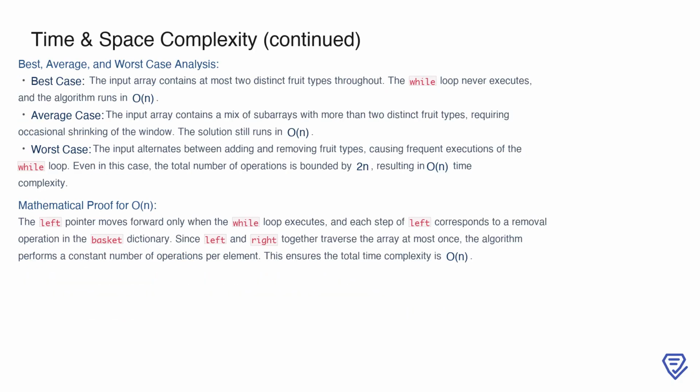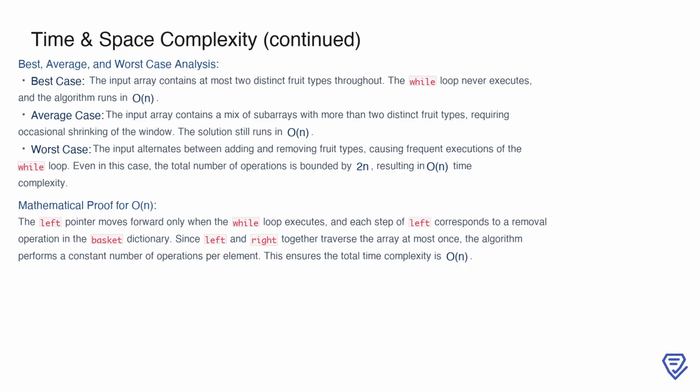Now, let's analyze the algorithm in different scenarios. In the best case, the input array contains at most 2 distinct fruit types throughout. Here, the while loop never executes, and the solution completes in O(n) time. In the average case, the input array includes a mix of subarrays with more than 2 distinct fruit types, causing the window to shrink occasionally. However, even with such adjustments, the time complexity remains O(n). In the worst case, the input alternates between adding and removing fruit types, meaning the while loop executes frequently.